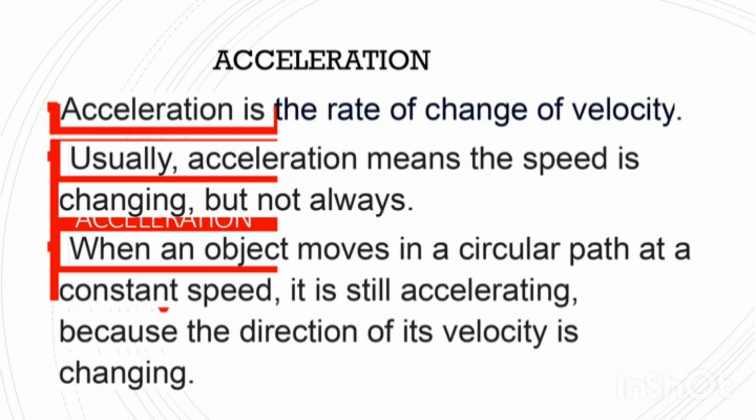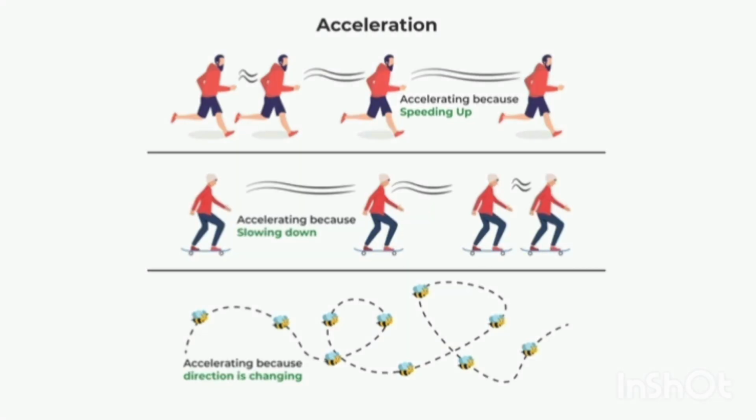Now let us see acceleration. Acceleration is the rate of change of velocity. Usually, acceleration means the speed is changing, but not always. For example, when an object moves in a circular path at a constant speed, it is still accelerating because the direction of velocity is changing.